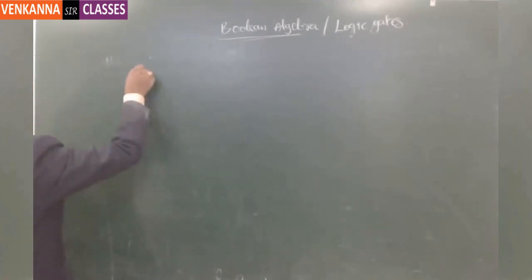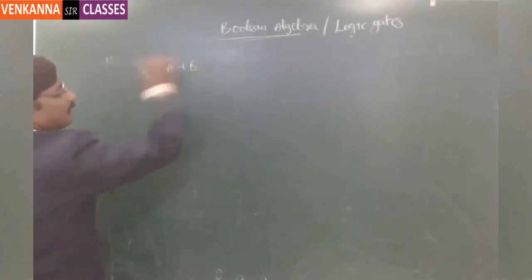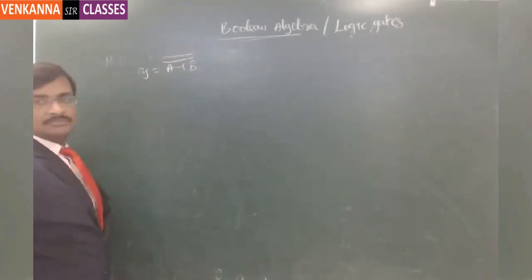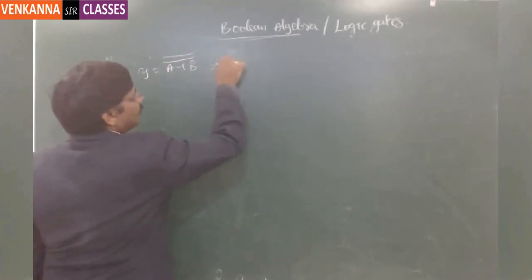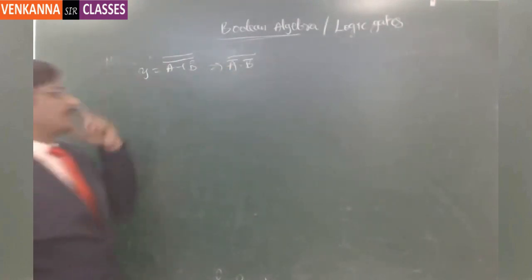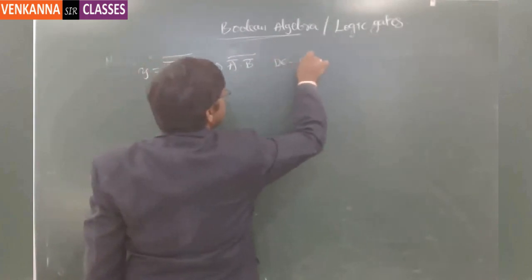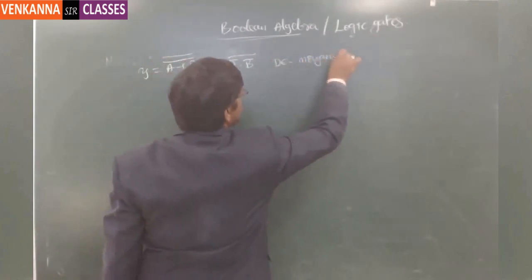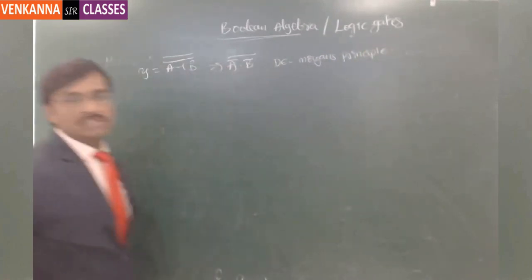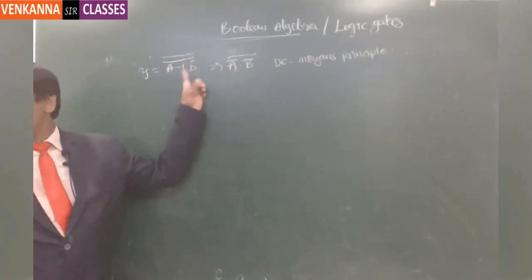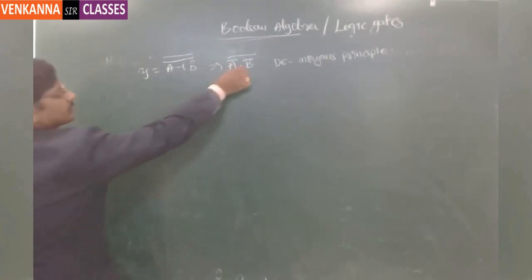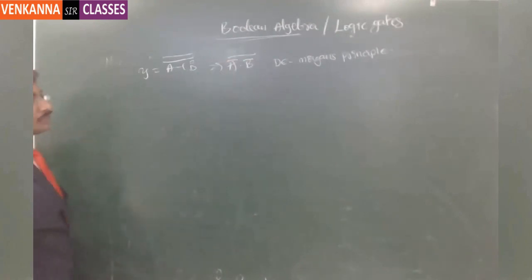Now if you want to construct a plus b with the help of NAND gates, for that I'll put two different bars. So this can be called a bar dot b bar whole bar. So this is as per De Morgan's principle. As per De Morgan's principle, I have just written a plus b whole bar can be written as a bar dot b bar. And then this I will realize, a bar dot b bar.